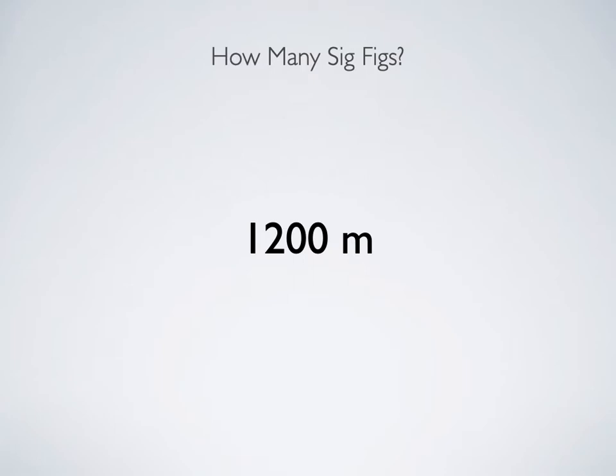My uncertainty is in the hundreds place. This is a remarkably bad measurement. It's 1,200 plus or minus a couple of hundred meters. That's like you looking out across a field and saying, yeah, I think that tree is about 1,200 meters away. That's how the uncertainty is going to work there. So this would have 2 significant digits.